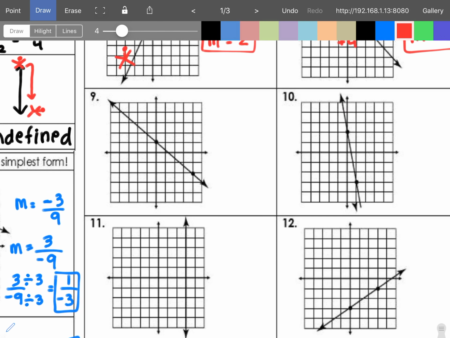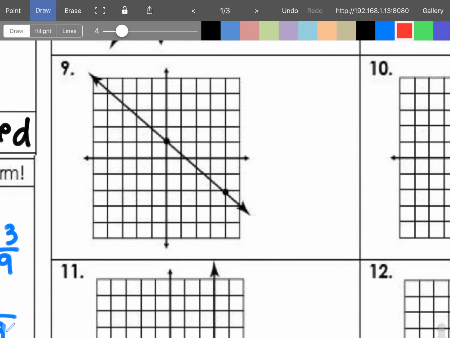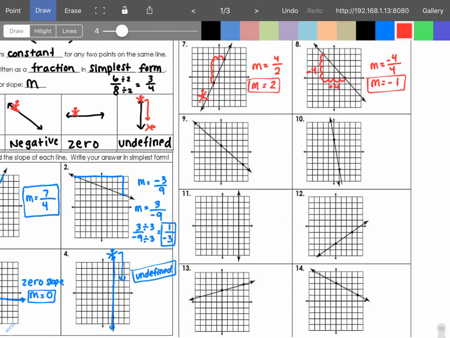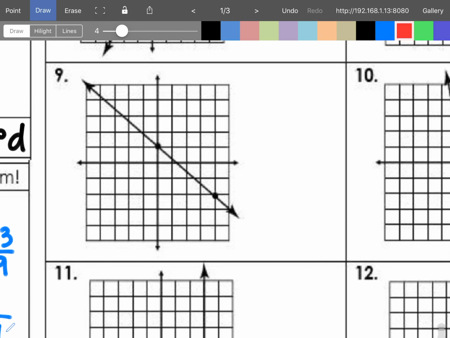Almost finished with this page because I want you guys to try 11 through 14 on your own and then show me. So let's just try 9 and 10 and then I'll let you guys try that.